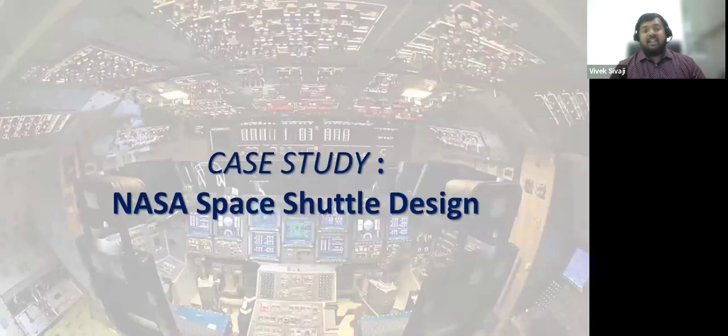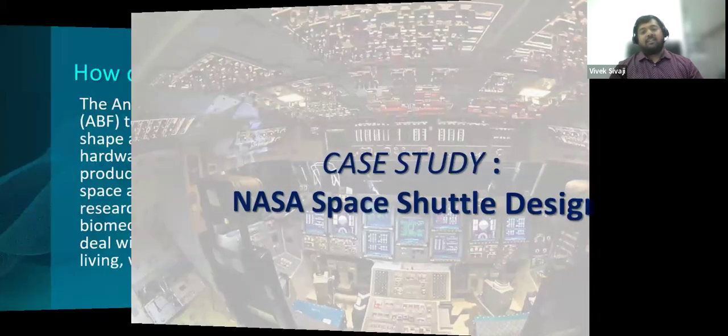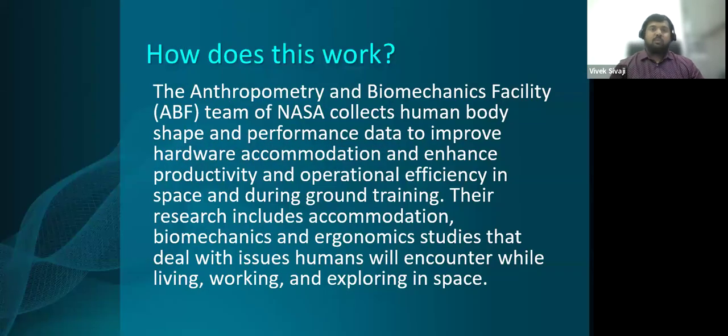Let me put forward another case study for you. The NASA space shuttle design. How did it work? They created an entire department for it, right? They call it the anthropometry and biomechanics facility. Do you guys know that if this department says it is a no-go, right?